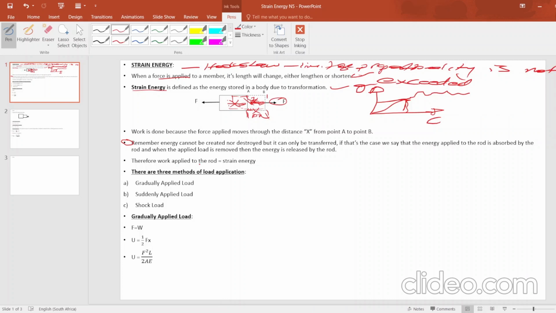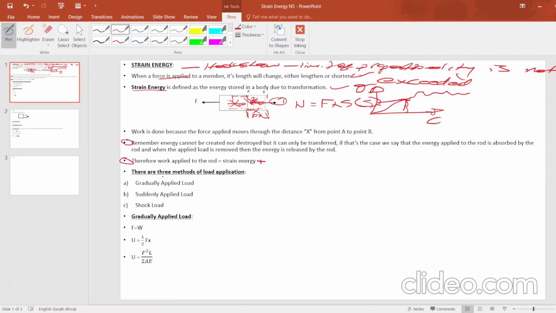Therefore, work applied to the rod equals strain energy. Please make note of this point as well. By the way, we know that work done equals force multiplied by distance. The SI unit is joules. The SI unit for energy is joules. This is exactly what they are saying to us here.